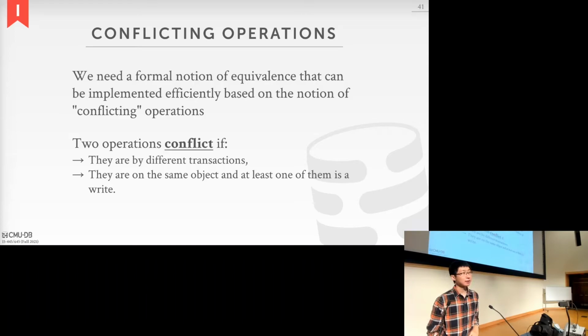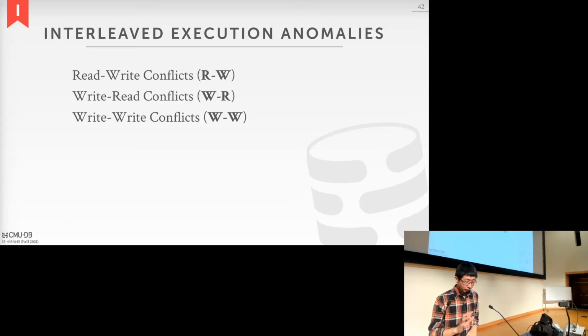To expand a little bit, there are three different possible conflicts: read-write conflicts, write-read conflicts, and write-write conflicts, depending on the type of operation you perform. There's actually another special case called a phantom. This is not entirely the whole list of the anomalies, but we'll talk about it later, because there's too much here.